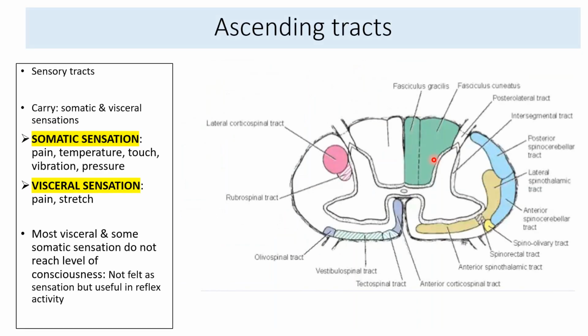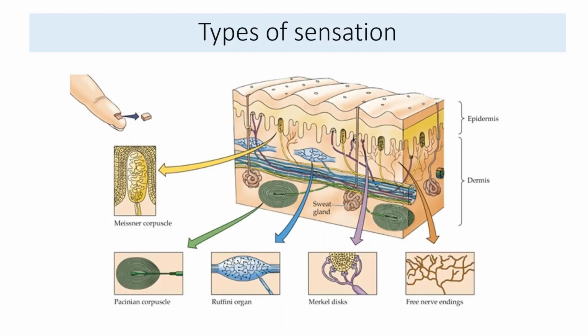Now beginning with today's lecture, which is on the ascending tracts. So it's a sensory tract. What all sensation does it carry? It carries 2 types of sensation, the somatic and the visceral one. The somatic sensations are basically pain, temperature, touch, vibration, pressure, and the visceral sensations are pain and stretch. Most of the visceral and very few somatic sensations do not reach the consciousness level. So they are basically useful in reflex activity.